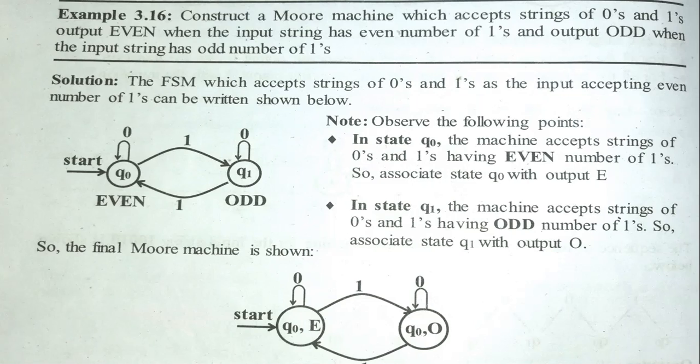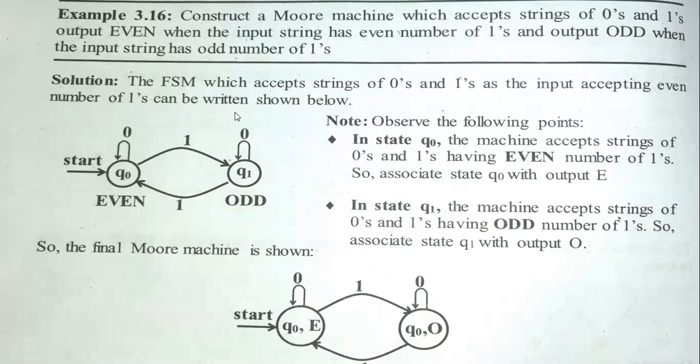Now we'll go through the solution. The FSM which accepts strings of zeros and ones as input, accepting an even number of ones, can be written as shown below. So, even number of ones and odd number of ones. See here, we got two different states, Q0 and Q1. We can create a loop for 1. We are discussing only 1, not 0. The minimum string is an even number of ones or an odd number of ones.